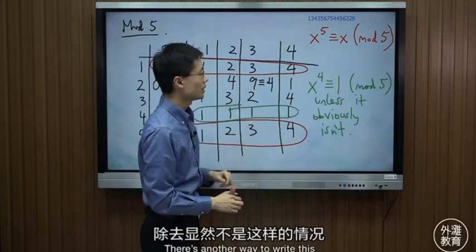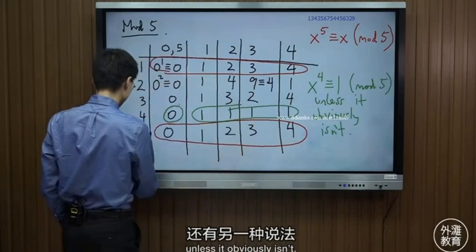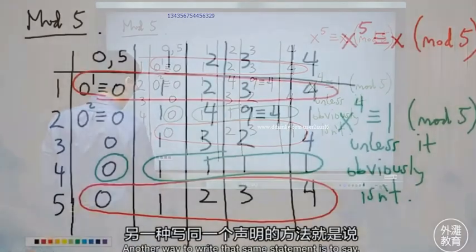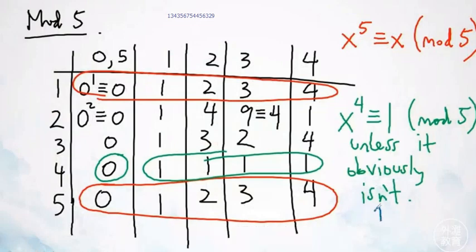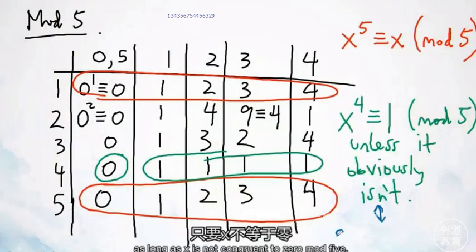There's another way to write this, unless it obviously isn't. Another way to write that same statement is to say, as long as x is not congruent to 0 mod 5.